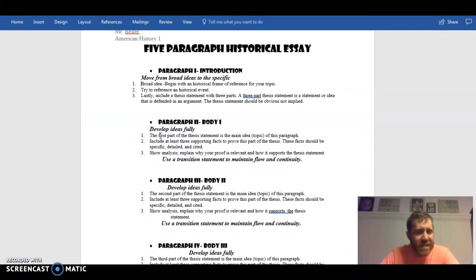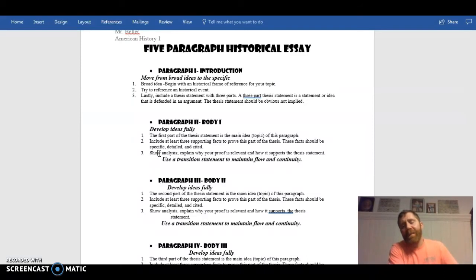These are events, issues, and situations that Washington experienced as a president that would prove that he was a good leader. Now, the third part, show an analysis, explaining why your proof is relevant and how it supports the thesis statement.